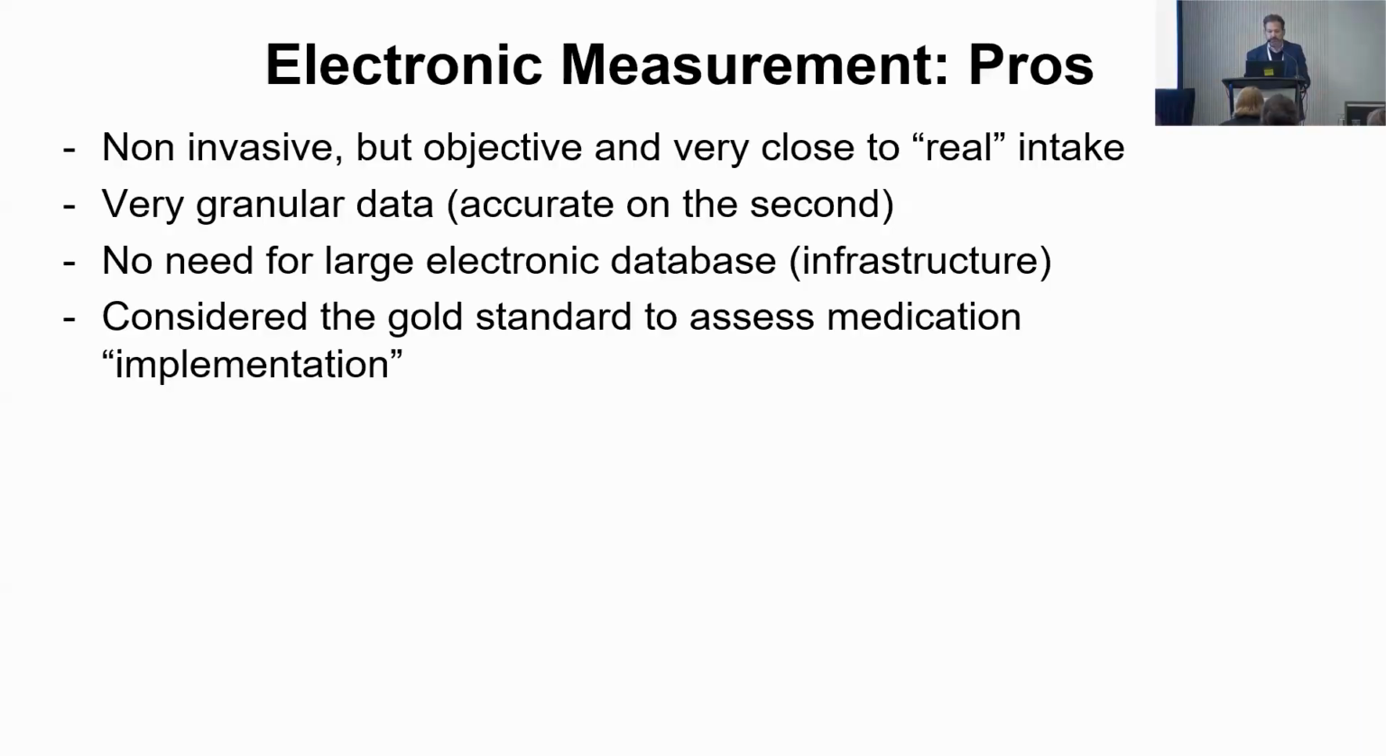So the pros of these measures are they're non-invasive, but they are objective, and they're very close to real intake. They give you the very granular data that I described. You don't need large electronic databases, and they are considered the gold standard. They're not perfect. A tarnished gold standard is an oxymoronic phrase, because gold doesn't tarnish, but they're imperfect, but they're considered the best we have. So in the question of if you had this and pharmacy data, you'd use this.